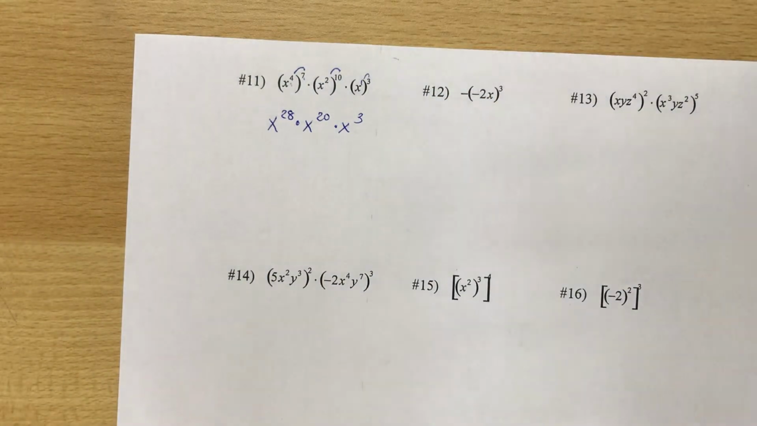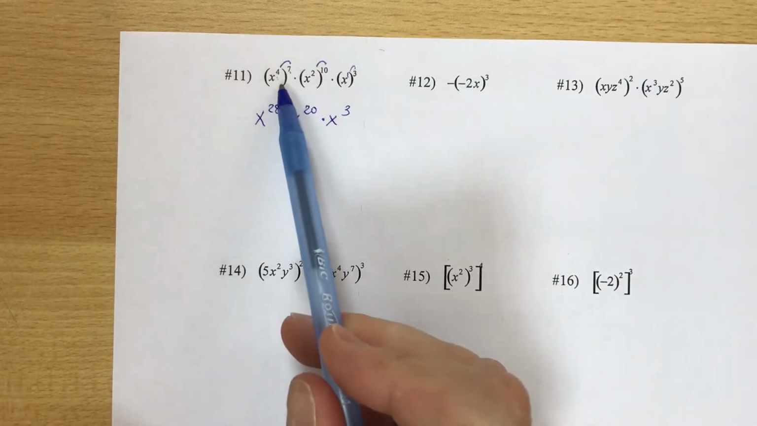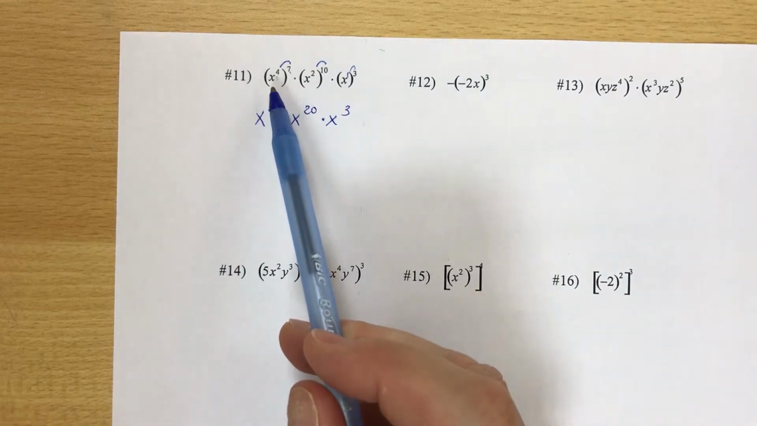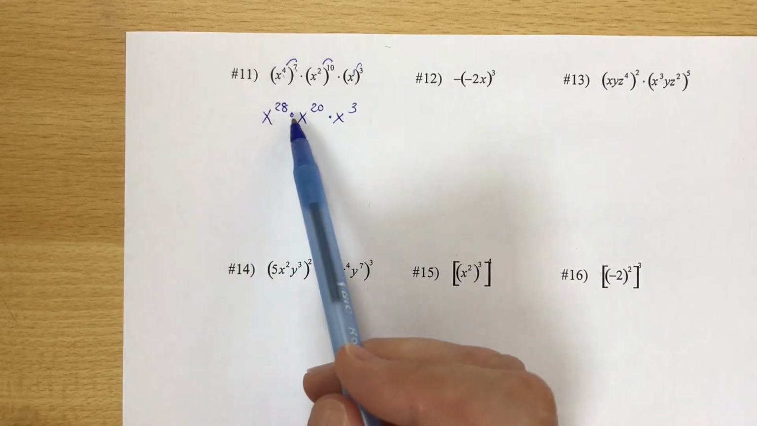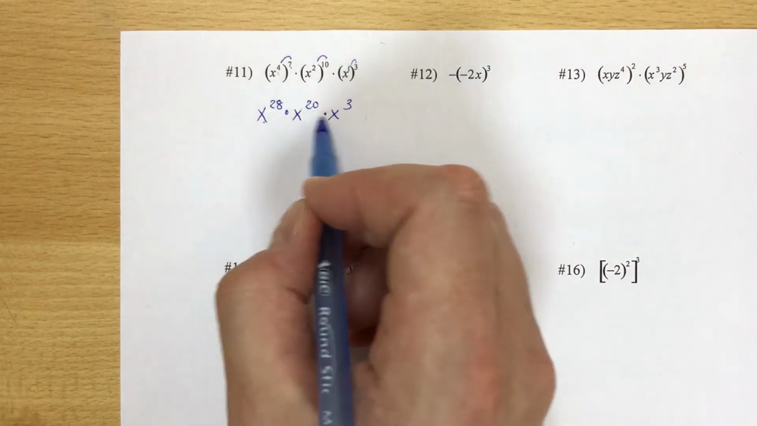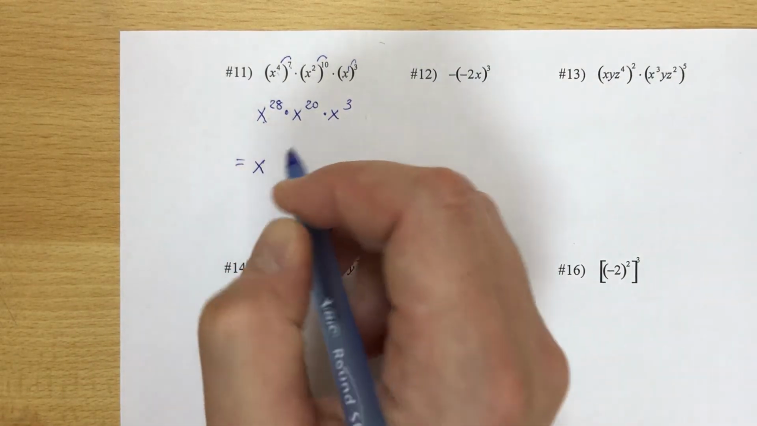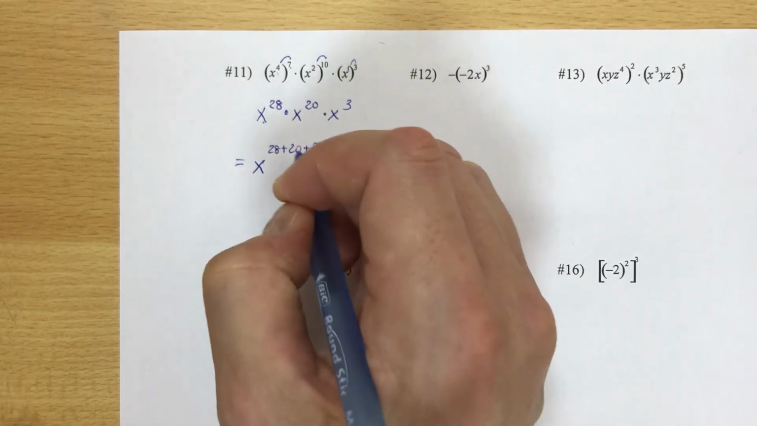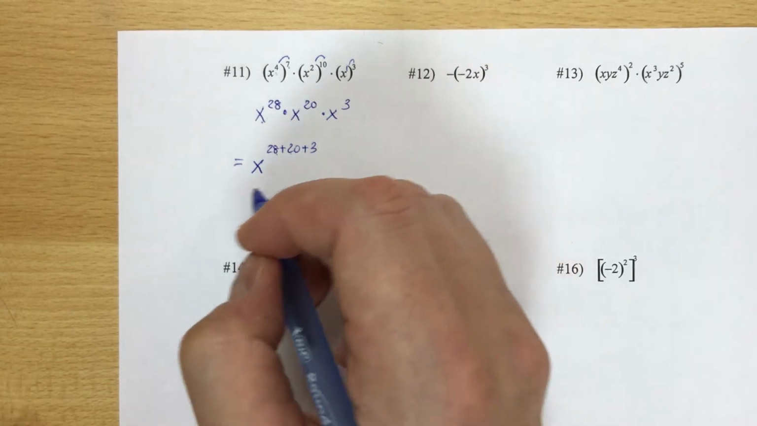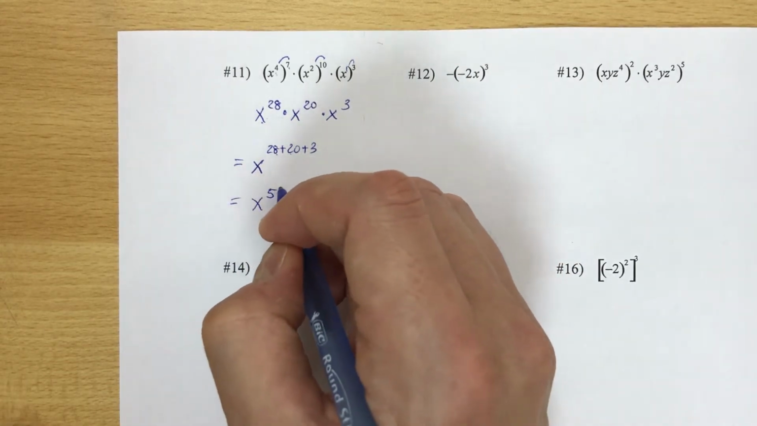So we want to write this without parentheses, kind of like PEMDAS. Start with parentheses, simplify that, then look at what's left over. This is multiplication. When we multiply variables, we keep the base, add the exponents. I'll write it this time. When we add 28, 20, and 3, we get x raised to the 51.